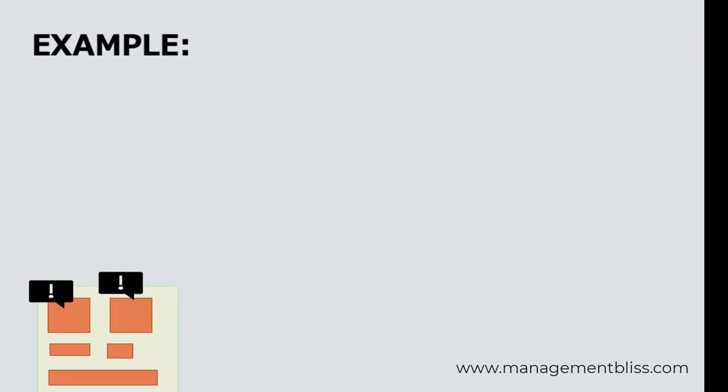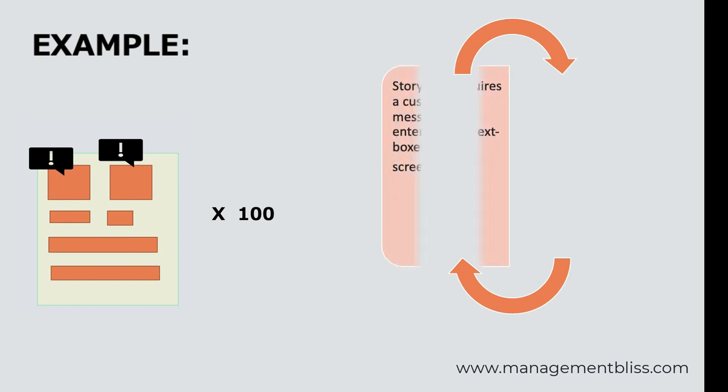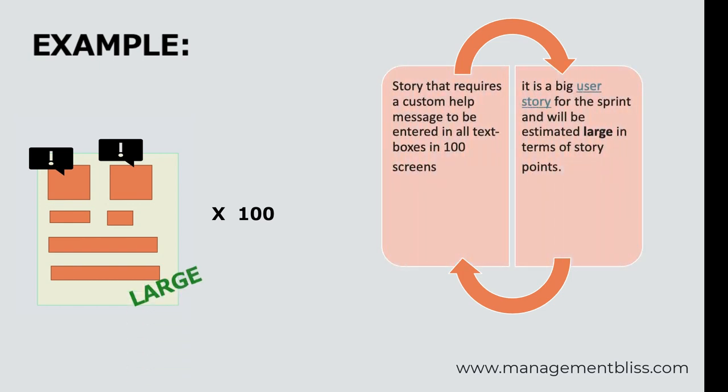Let us take an example of a story that requires custom help messages to be entered in all text boxes of a screen. Now what if the work needs to be done for 100 screens? Though this task might seem simple, because it has to be done on many screens, this will be a bigger user story for the sprint and will be estimated large in terms of story points.